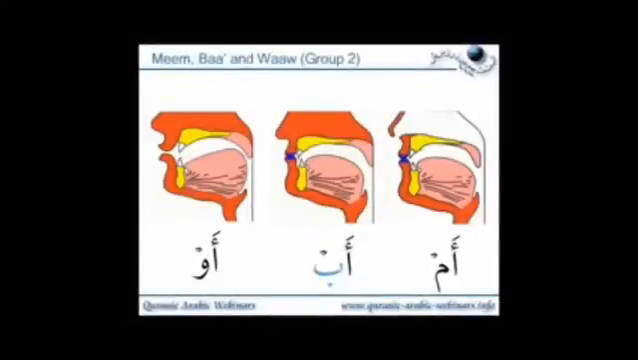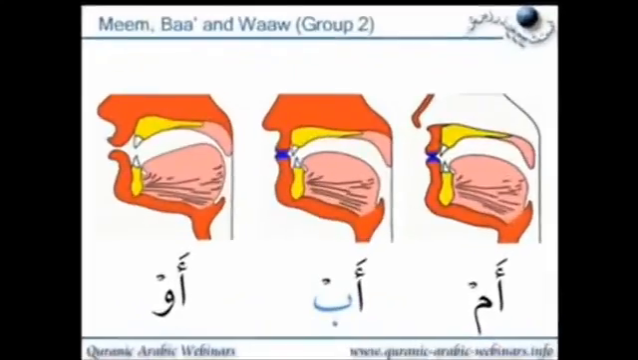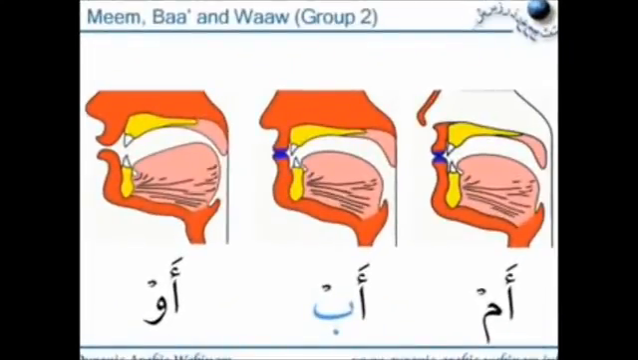So we move into the other letters that involve the lips. We're still in group 2. It's the mim, the ba, and the waw. So we have am. You should notice the dry portion of your lips touching together. Then we have ab. Again, this is one of the echo letters. You cannot complete it without separating the two parts of your mouth that come together, in this case the lips. So we have ab, and you can feel the wet portion of your lips come together.